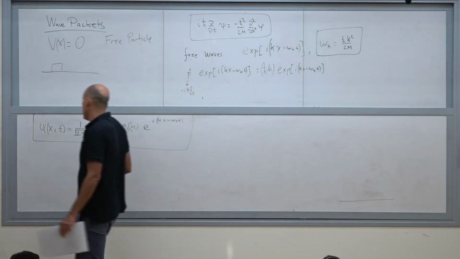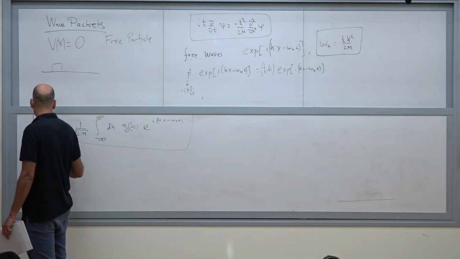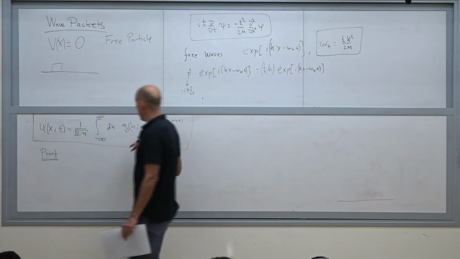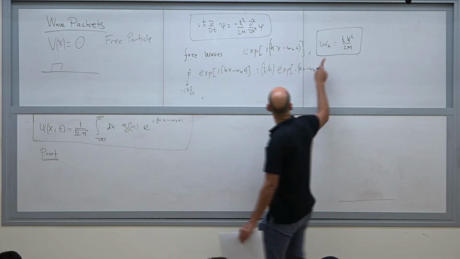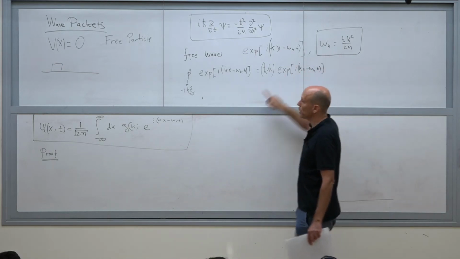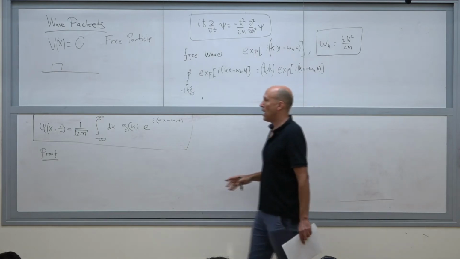So the proof, well, it's simple, right? When I write this, I mean also that this omega k is exactly this one. It's not a general omega k, it's exactly this one. So how do I prove it?